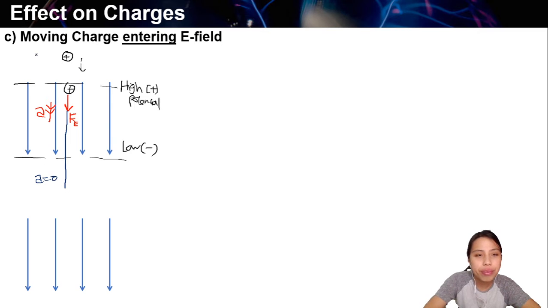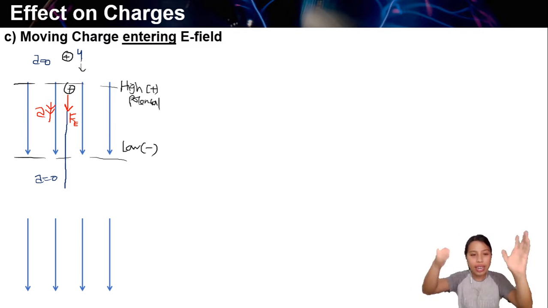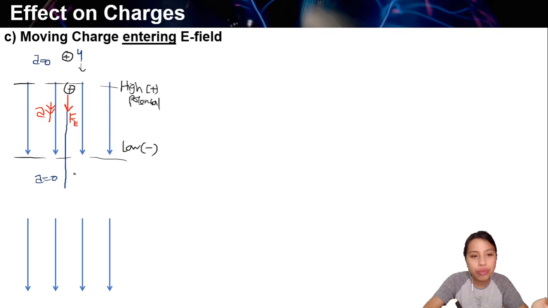Once it exits, at first there's no acceleration, you start at a constant speed, you get inside the field, suddenly you speed up. And then once you exit the electric field, you have an exit velocity, and that's it. So that's what happens to a positive charge.